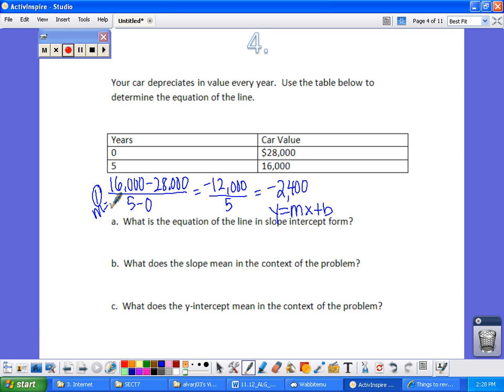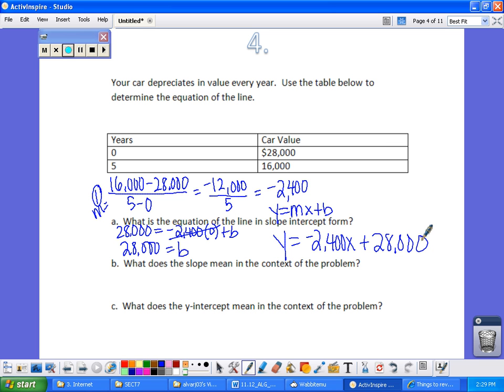I'm not finished there. I can say, well, I'm going to pick a point. I like to use 0 if that's an option. So 28,000 equals negative 2,400 times 0 plus b. The reason I like to use 0 is because when you multiply by 0, it just cancels out. So b is equal to 28,000. So my equation is y equals negative 2,400 x plus 28,000.